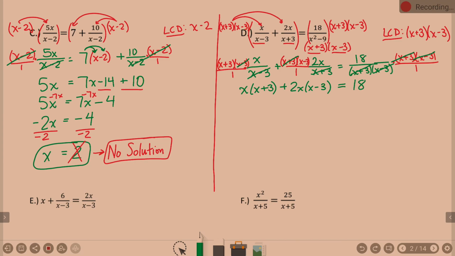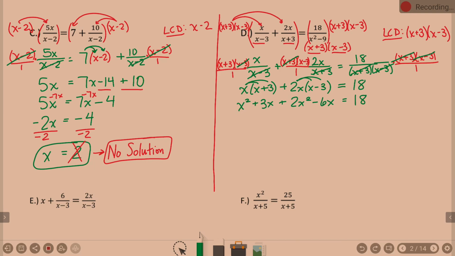Okay, I see some parentheses, which means we need to distribute. X times x is x squared, plus x times 3 is 3x, plus 2x times x, 2x squared, 2x times minus 3, minus 6x, equals 18.